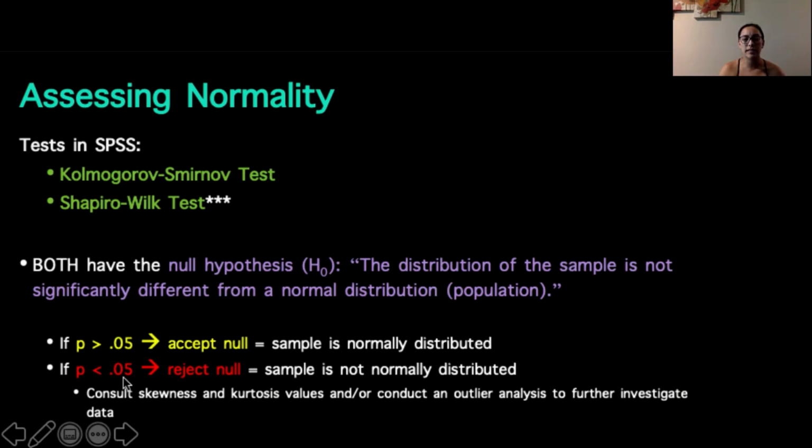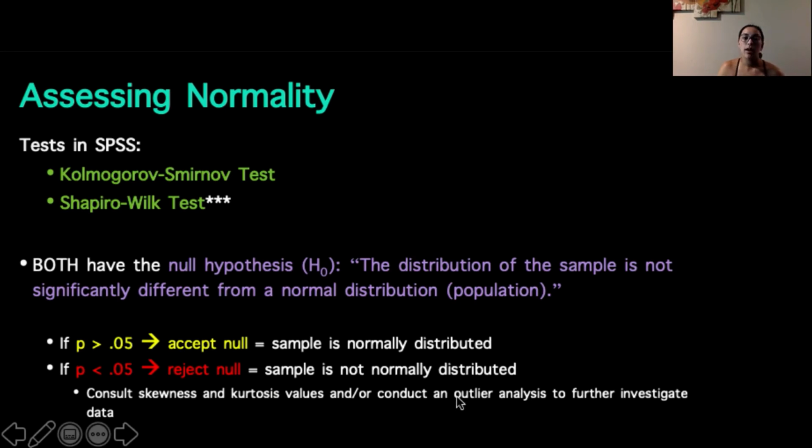If you get p less than 0.05 for the Shapiro-Wilk test, then you would reject the null and say your sample is not normally distributed. In which case, sometimes you would have to go to your z-skew and your z-kurtosis values and see which one is affecting the distribution shape. Note that it's not always just skewness or just kurtosis. You could have a combination of both. So that's one way we could check to see why we don't have a normal distribution.